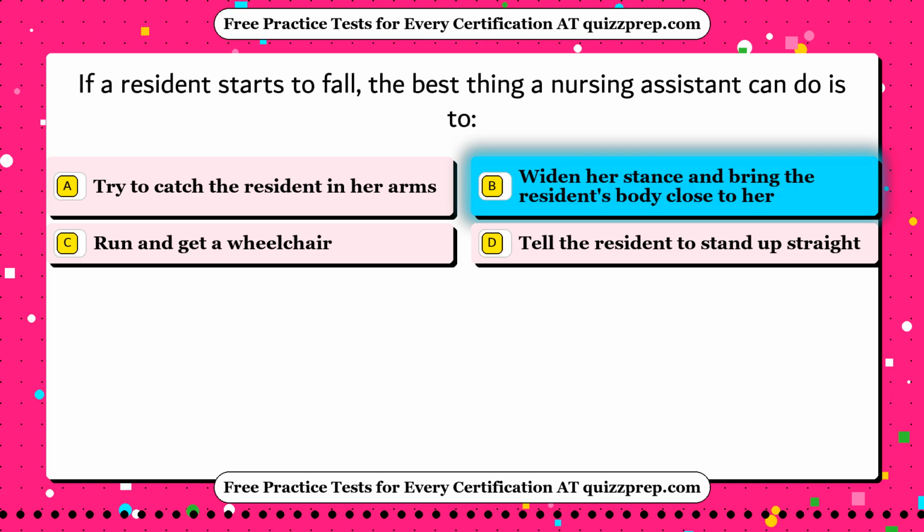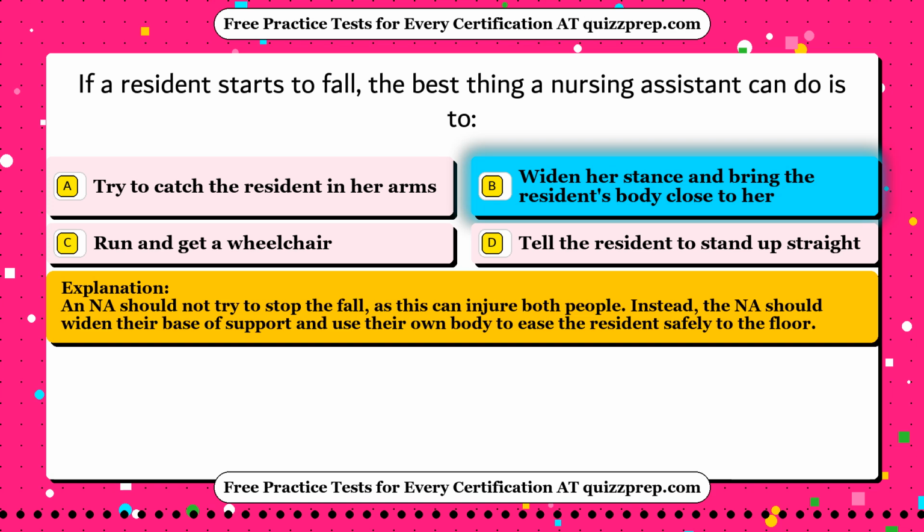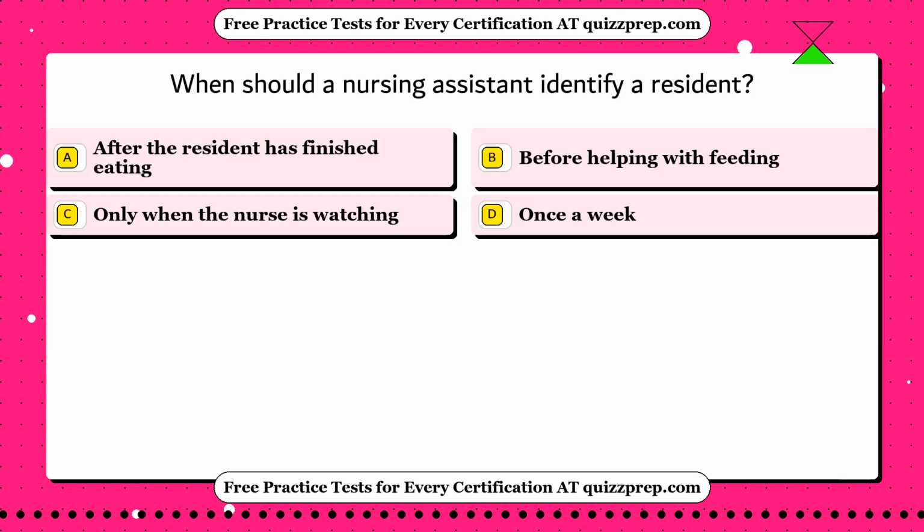The correct answer is option B. Widen her stance and bring the resident's body close to her. And NNAAP should not try to stop the fall, as this can injure both people. Instead, the NNAAP should widen their base of support and use their own body to ease the resident safely to the floor.